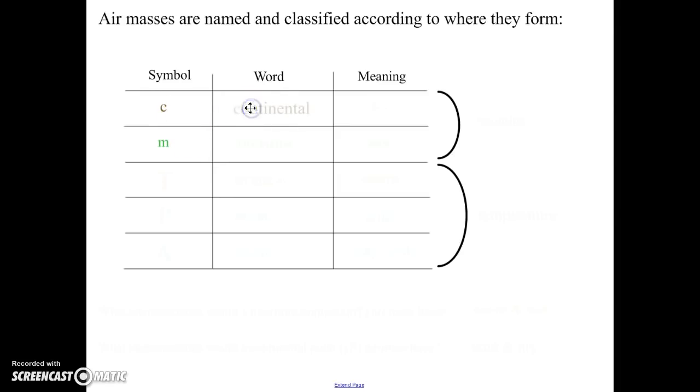The C stands for continental, which means dry. So a continental air mass was hanging out over a continent for a long period of time, so it's going to be dry. M stands for maritime, which means related to the oceans or the seas. And so a maritime air mass is a wet air mass. So I want you to notice the C and the M again. These are going to be lowercase, and these two letters would show the humidity of the air mass.